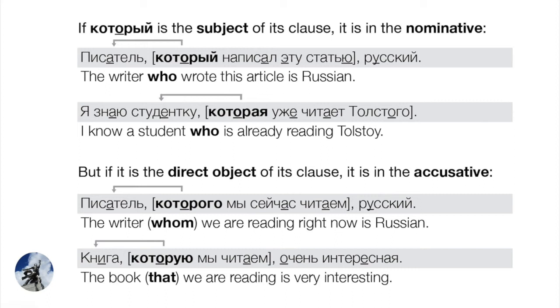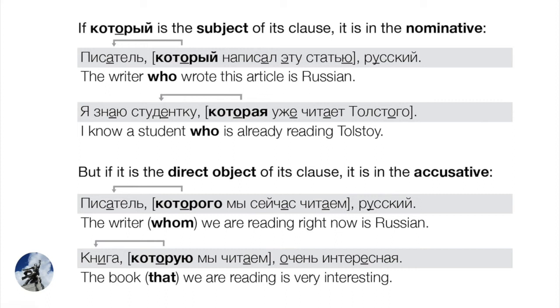but the case we use in the clause is going to be dependent on the clause itself, right? What's going on within the clause itself. It has nothing to do anymore with studentku in the accusative there in the main clause. Okay, so it may help to bracket your subordinate clause and analyze the grammar, completely ignoring the main clause, right? Которая уже читает Толстого. Okay, what role is this who or which playing in its own clause? Who is already reading Tolstoy? It's basically the subject. It's standing in for the subject, which is the student. Okay, so we get которая feminine, but here we keep it in the nominative, right? Because the которая is the subject of the clause.